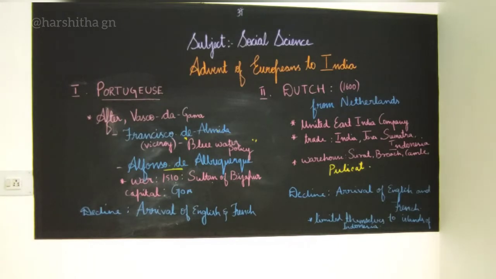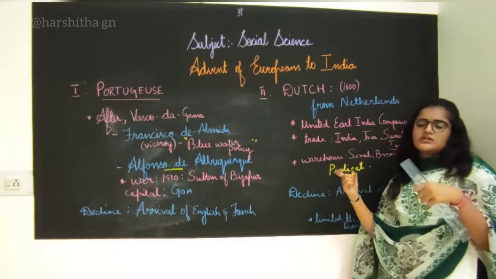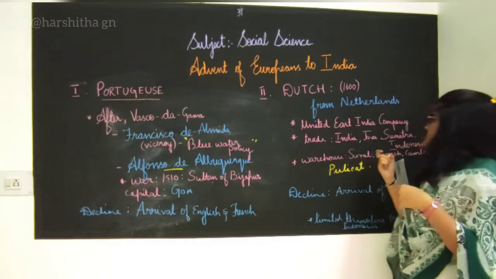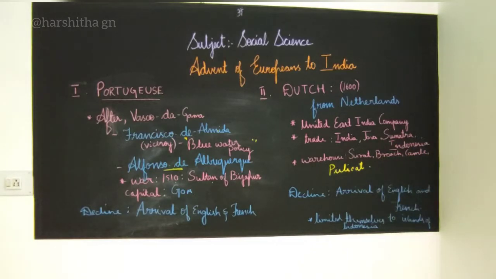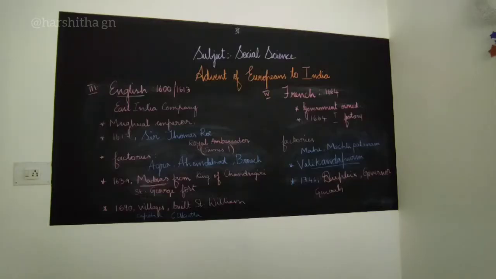Next is about the Dutch. They are from the Netherlands or Holland, and they did not focus only on India. They also focused on other countries such as Java, Sumatra and Indonesia. They had warehouses across India. Their power declined as and when the English or French started to rule in India, and they limited themselves to the islands of Indonesia.